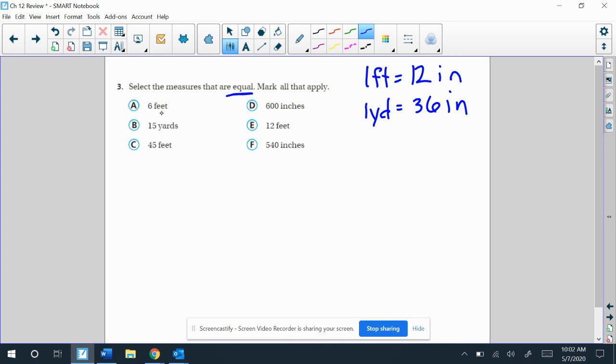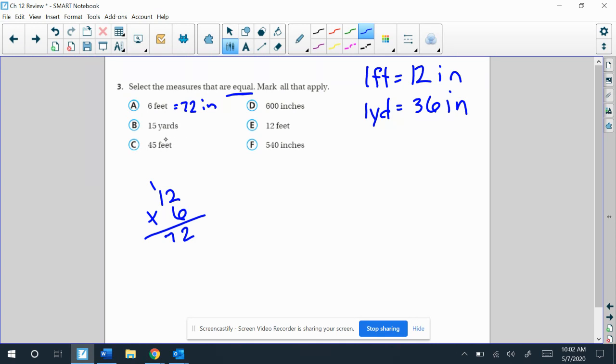6 feet. That one is not in inches. I'm going to change it into inches with the number 12. I'm going to take 12 and I'm going to multiply it by 6. 6 times 2 is 12. 6 times 1 is 6, 7. This equals 72 inches.